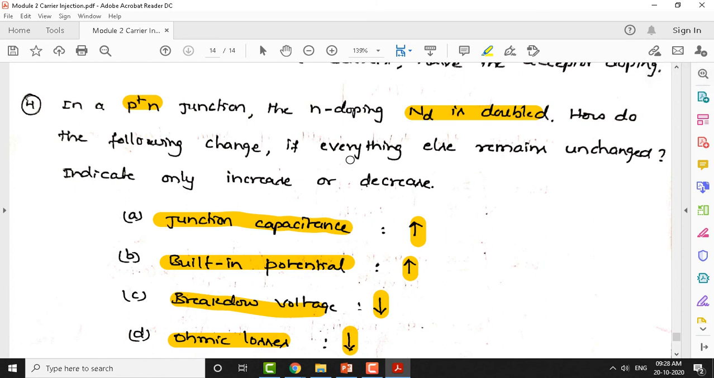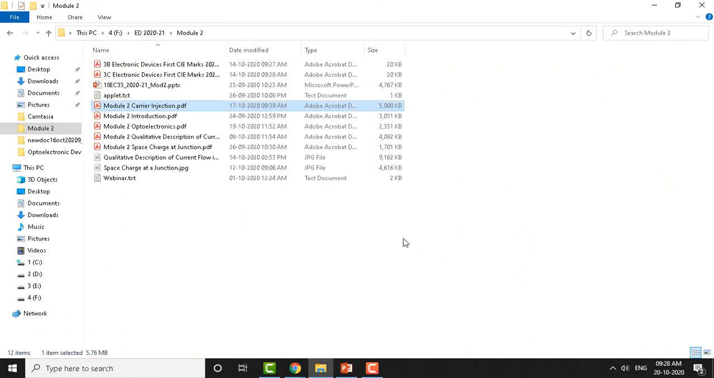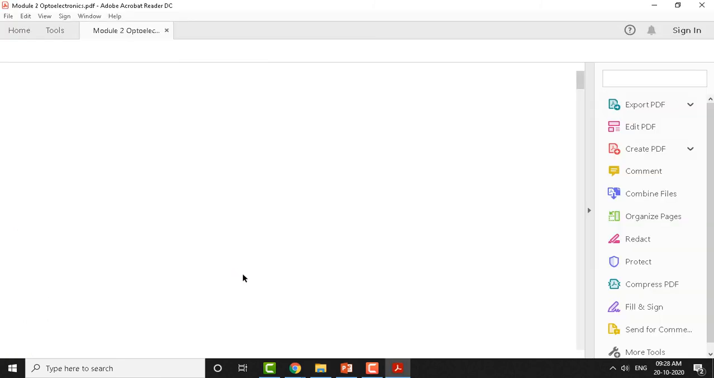Next, it is time to take up and give a hint about optoelectronics. Any questions so far? Okay, all right, let me move on to optoelectronics. This is the second chapter of the same module, optoelectronics.